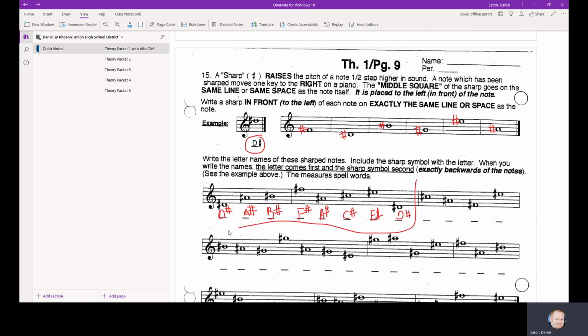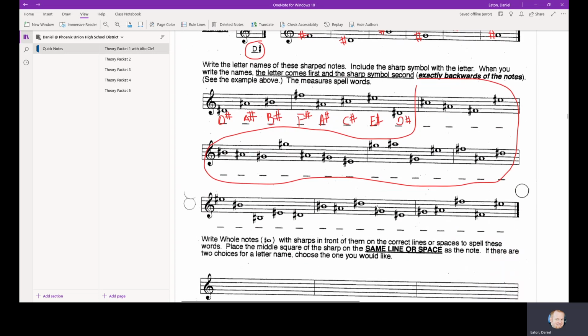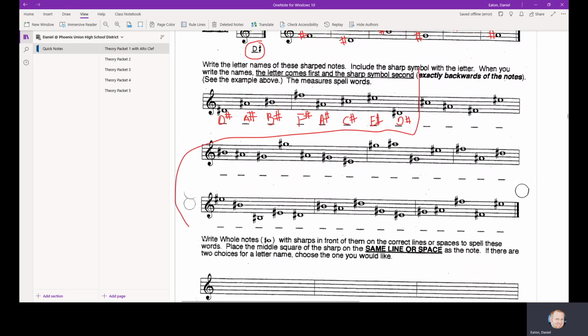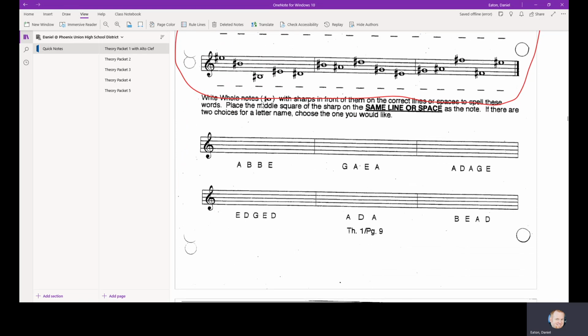Okay? I'm going to let you all do these. Let's see, it's 1, 2, 3, 4 examples on your own. Gives you more practice in treble clef for actually drawing these sharp signs here. Okay? Oh, sorry, there's more. My apologies. Write whole notes with sharps in front of them on the correct lines or spaces to spell these words. Place the middle square of the sharp on the same line or space as the note. If there are two choices for a letter name, choose the one that you would like.